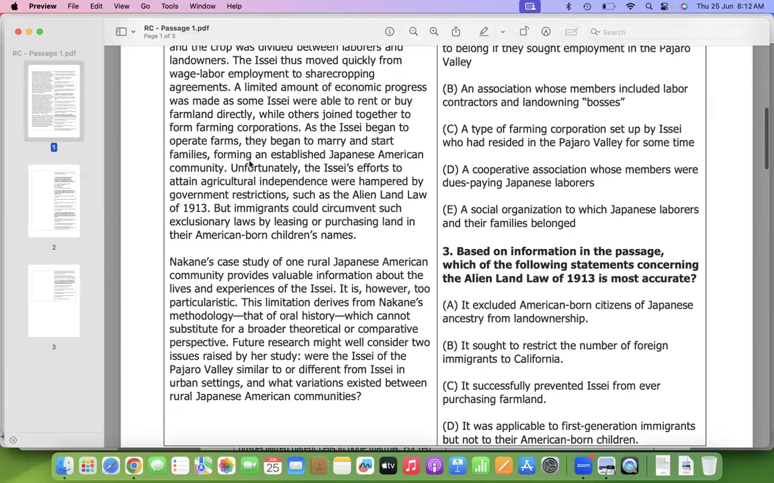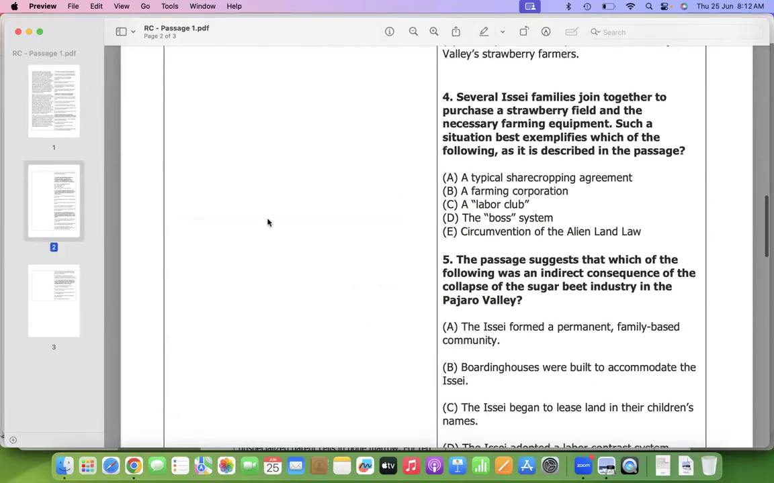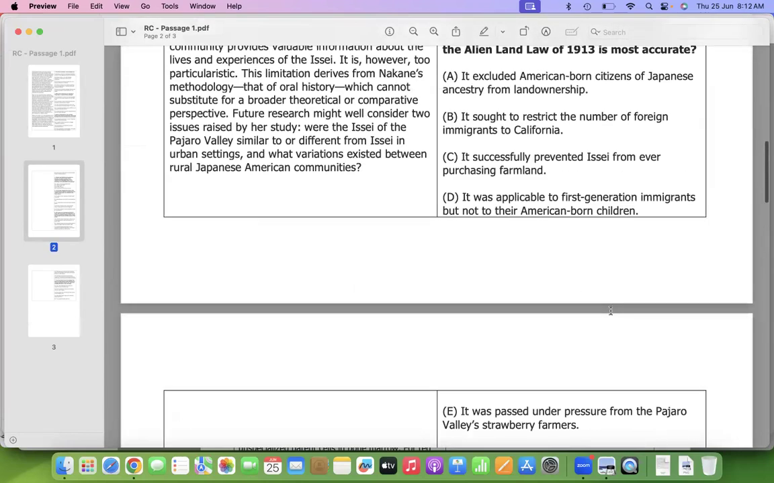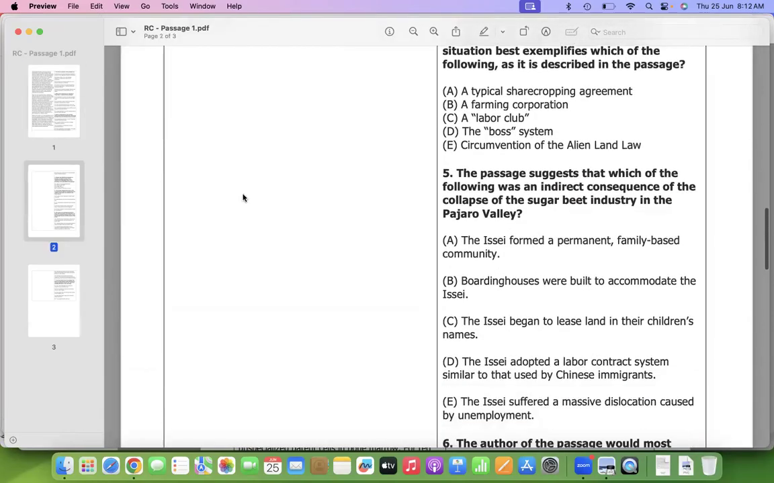If this were saying that they established a community, then you don't know whether it's a permanent community. They're simply establishing it. Is it permanent, not permanent? We don't know. But when you are saying that they formed an established community, now established implies that it's stable, permanent, long term. That's why established here refers to permanent and not simply to the forming of the community.